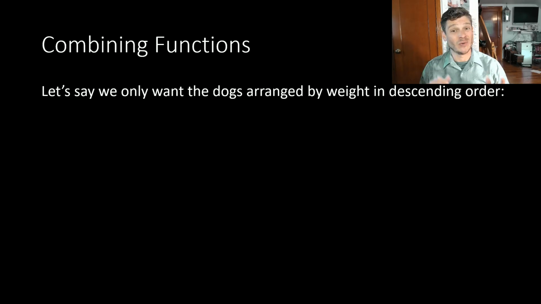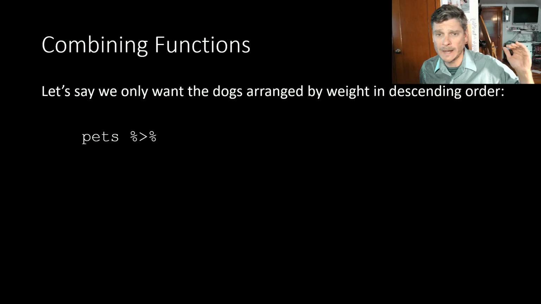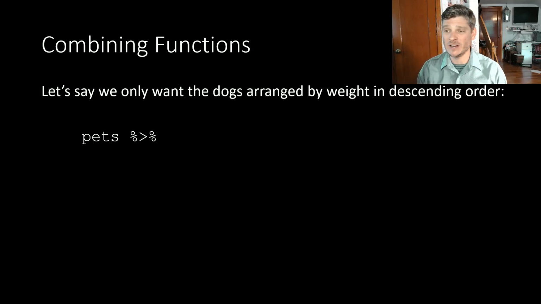All right, so now that we looked at a couple of these functions, let's say I only want the dogs arranged by weight in descending order. I'm going to be combining some functions, and this is really where we get into the wrangling part of my data. I'm going to start with my data frame pets and pipe that into my functions. I want only dogs arranged by the weight in descending order.